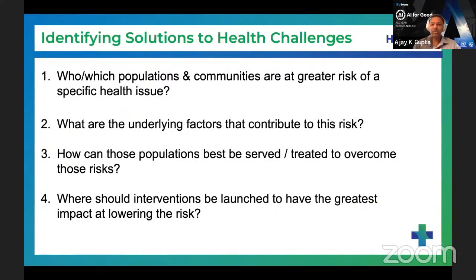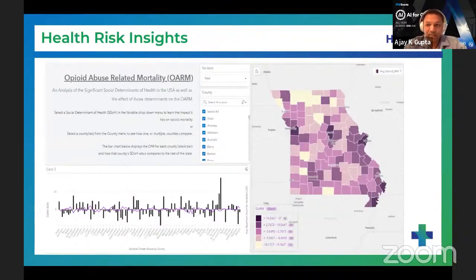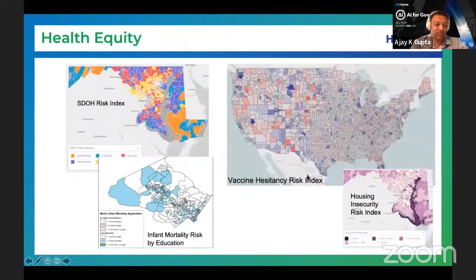Who specifically in which populations and communities are at greater risk of a health issue? What are the underlying factors that contribute to that risk? How can those populations be best served, treated, to overcome those risks and essentially to address the health challenge? And where should those interventions be launched to improve health conditions? These questions can be addressed by GeoAI. The integration of AI solutions along with geospatial technologies and public health models can answer these questions, providing specific guidance to decision makers on what to do on specific illnesses in specific areas.